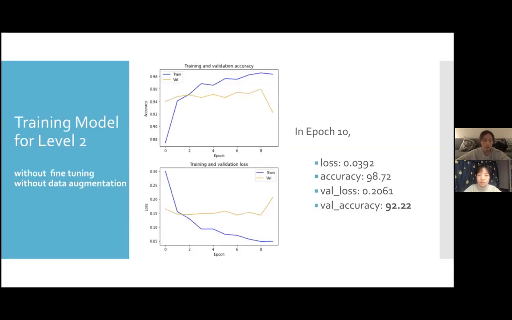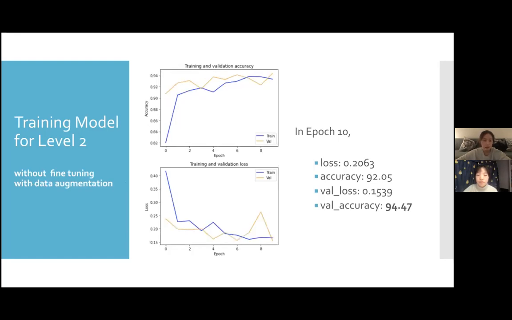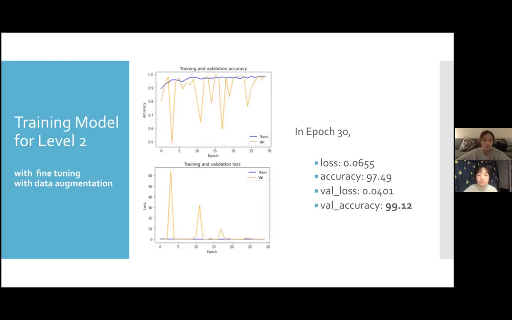And thirdly, we're going to look through the Zoom level 2. Still the same, we apply the 3 models again. For the basic one, we have 92% validation accuracy. After we add data augmentation, it improved a little bit towards 94%. And then after we add the fine tuning on the Zoom level 2, we have the validation accuracy at around 99%, almost a perfect one.